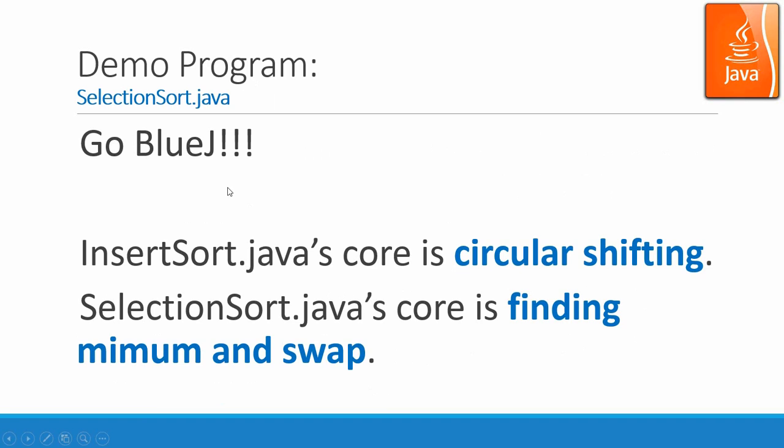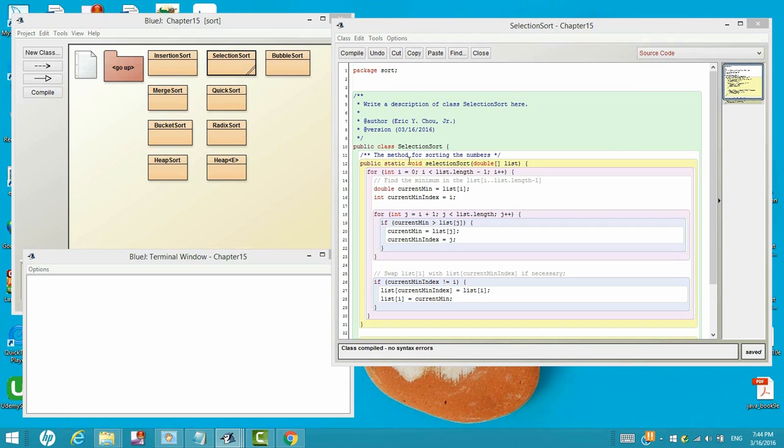So let's look at the BlueJ program. Before we do that, remember that in InsertionSort.java, the core is circular shifting. Each time we try to insert, we use circular shifting. SelectionSort is finding the minimum and swap. Now, let's look at the program for SelectionSort. For SelectionSort, we take in an array, a double type array list, and actually this double can be replaced by any other data type. We start from i equals 0 to list.length minus 1. That would end at the second to last element.